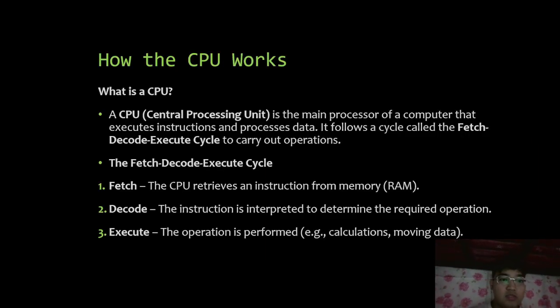First po, how the CPU works. What is CPU? A CPU or a central processing unit is the main processor of computer that executes instruction and processes data. It follows a cycle called the fetch, decode, execute cycle. To carry out operation, the fetch, decode, execute cycle.